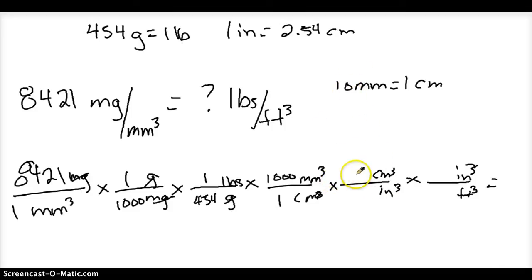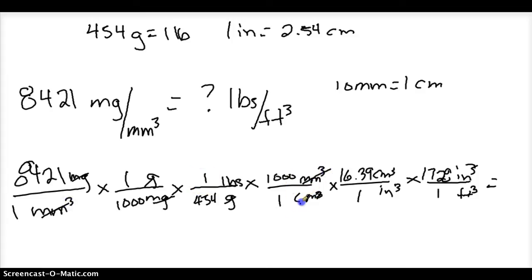All right, so centimeters to inches, we know that there's 1 inch and 2.54 centimeters. So once again, you take your 2.54 times 2.54 times 2.54, and you're going to get about 16.39 centimeters cubed for every 1 inch cubed. And then inch to feet cubed, we know that for 1 foot there's 12 inches. So to get it cubed, you're going to take 12 times 12 times 12, and you get 1,728.